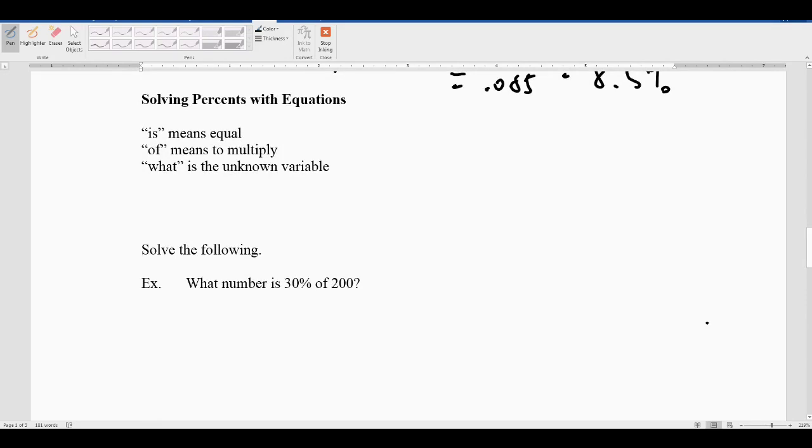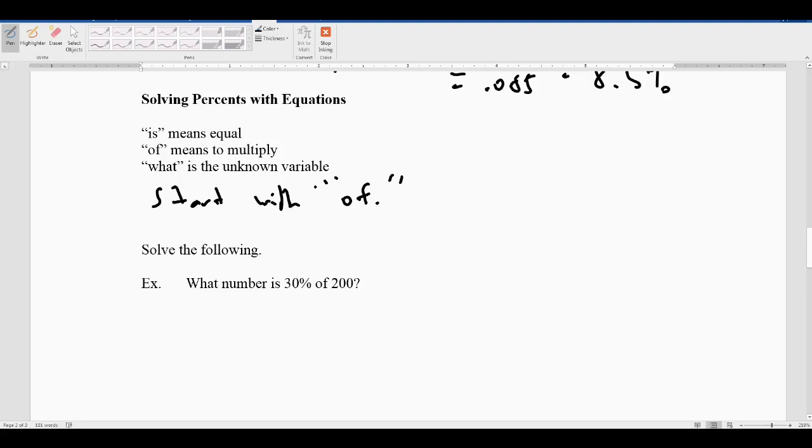Now percent equations. On these, you see certain common words. Is means equal, of means to multiply, and what is the unknown variable. Now what you do is you always start with of. Got that? It's kind of the best way to think about it. And then start with of, or of before is, or whatever. That's kind of how you think about it.